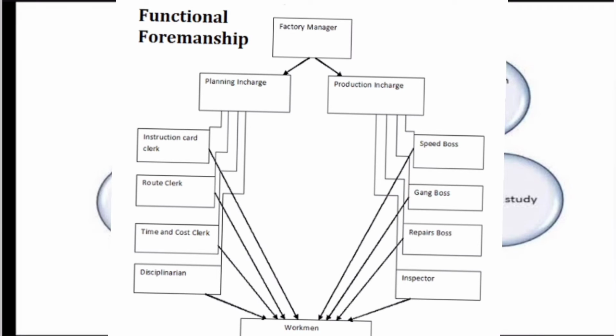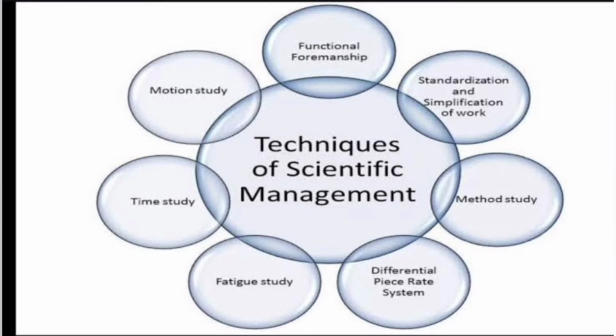who maintains the discipline. And in the production in charge, there is the speed boss who makes sure that the work should be done on time, the gang boss who makes sure that the work is being done completely, the repair boss who makes sure that all the machines and everything are in working condition, and last is the inspector who keeps on inspecting for the smooth functioning. So these are coming under functional foremanship.